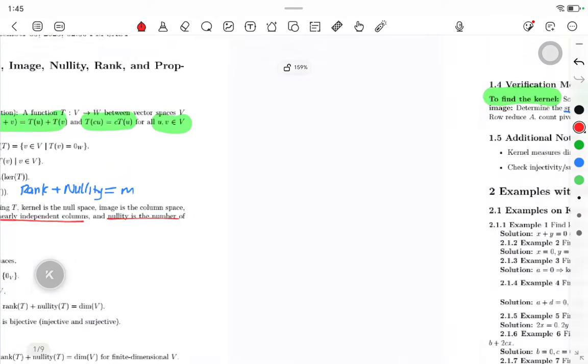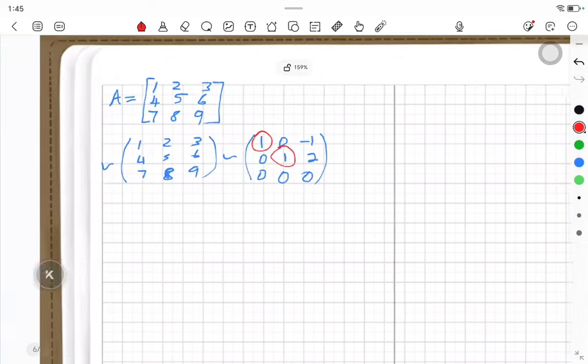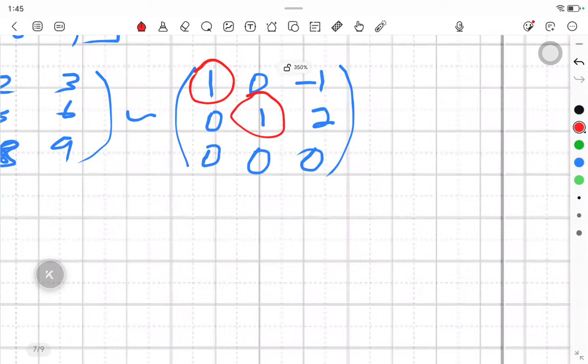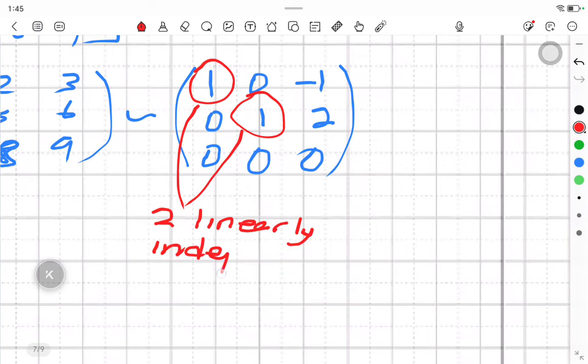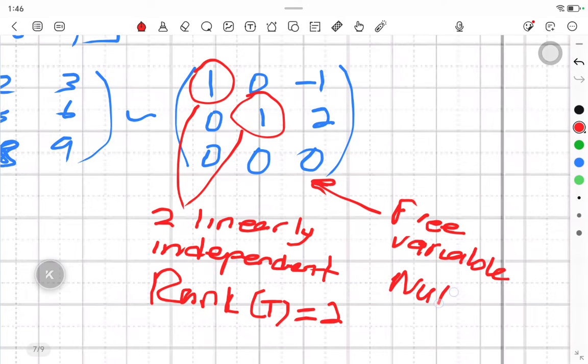So this is our AX equals to 0. So it means that in matrix form, if we come and check, we have 2 linearly independent columns, you see, right? Meaning the rank of T will be equal to 2. And free variables, how many do we have? 1. So meaning what is the nullity? 1.